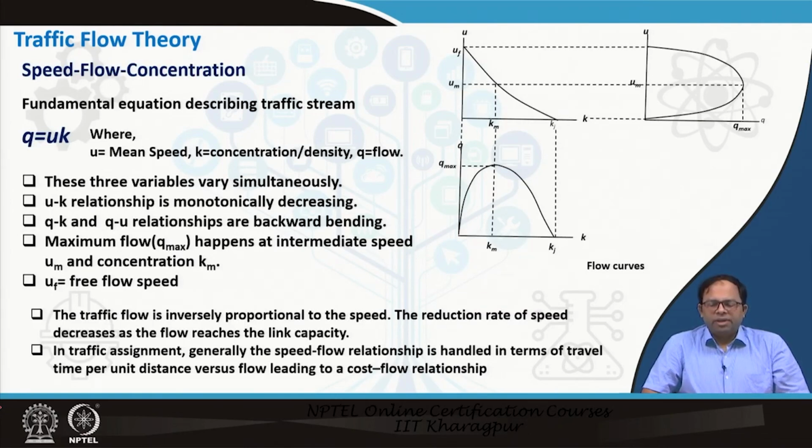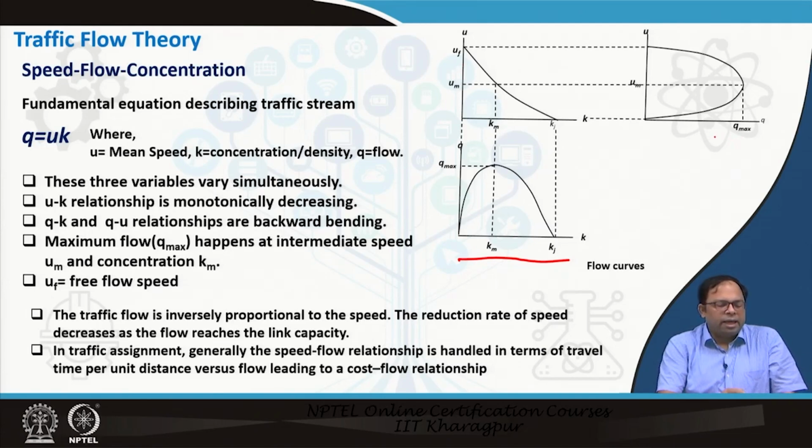In this particular figure, you can see the relationship between the three primary components of this fundamental speed-flow-concentration equation, where Q is equal to U times K, where U is mean speed, K is concentration or density, and Q is flow. So these three things vary simultaneously. As you can see in these graphs, we have plotted Q by Km, and here it is U by Km. U is speed, Km is concentration, and Q is flow.